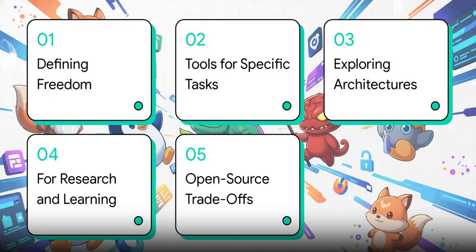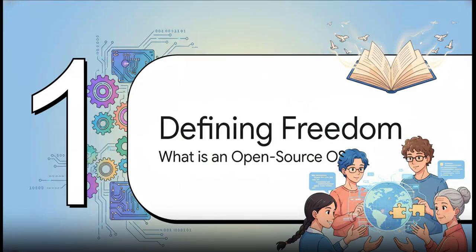All right, here's our game plan. First, we'll nail down what open source actually means. Then, we'll take a tour of some incredible specialized systems. We'll see how they're used for learning, and then wrap it all up by looking at the big picture, the pros and the cons. Sound good? Let's get into it. So, let's start with the most important question of all.